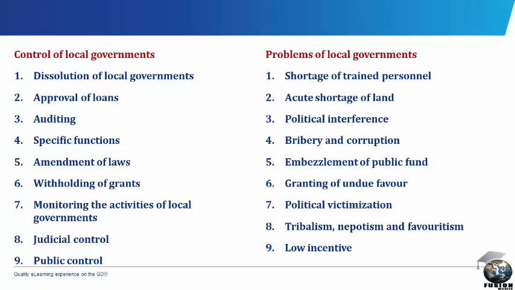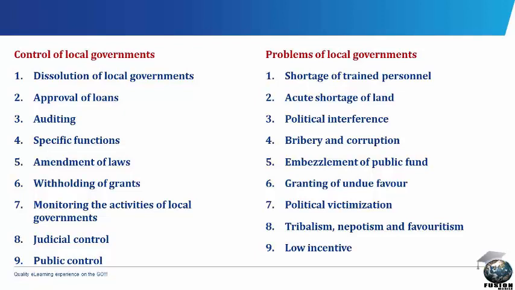How is the local government controlled? Which takes us to the control of local government. Number 1, the state or central government has the power to dissolve any local government. When this happens, the chairman and councillors should then vacate their offices on dissolution of the council. Number 2, any loan to be taken by local government from any financial institution must get the approval of the state government.